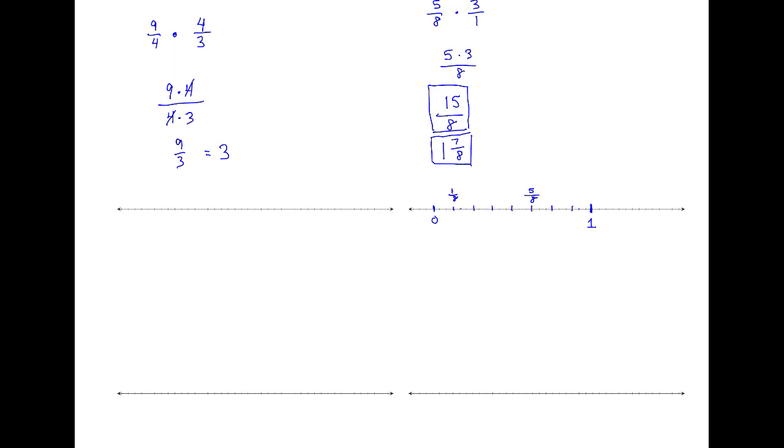So 3, 6, 7, 8. There's a third. 3, 6, 7, 8. There's another third. There's 1/3 and 2/3. And now you can see that to get to 5/8, you go 1/3 and almost 2/3, but it's another 7/8 of a third. So it's 1/3 and 7/8 of a third is 5/8.